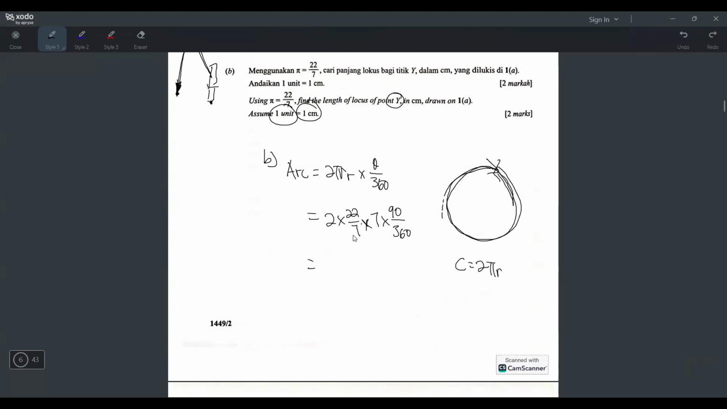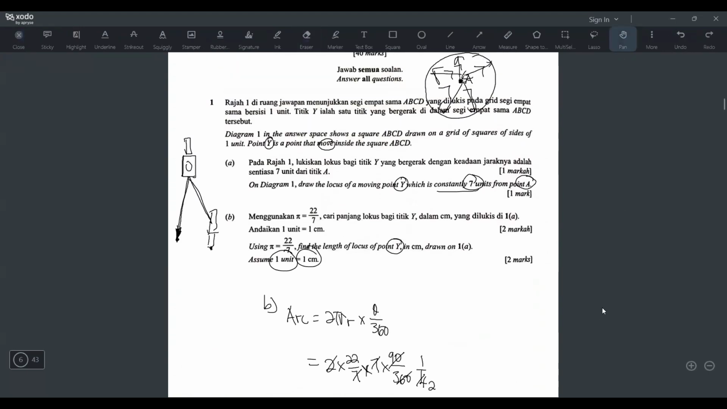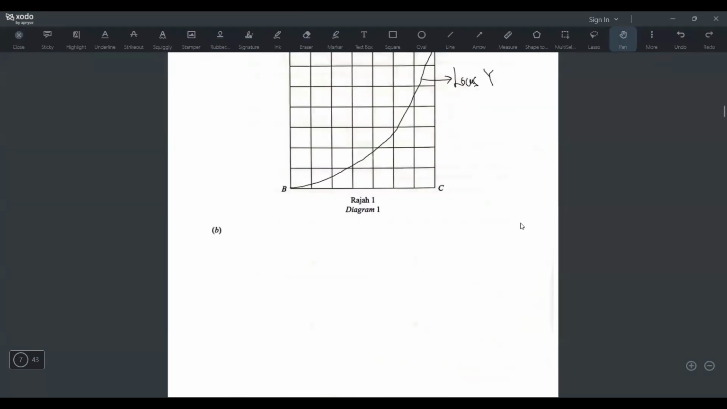Okay, let's cut first. 7 and 7 can cut. This one and this one can cut 1/4. 2 and this one can cut 2. So 22 divided 2 is 11 cm. All right? Or if you want to use your calculator, can also just press everything and then you will get the same answer. Okay? All right, I will erase this because this is not the working. This one is just my explanation. Okay, so dah siap lah. Inilah dia. All right, done.